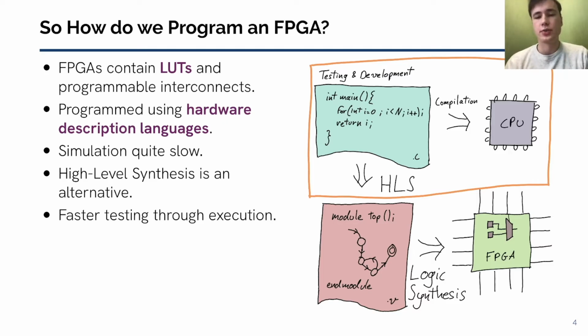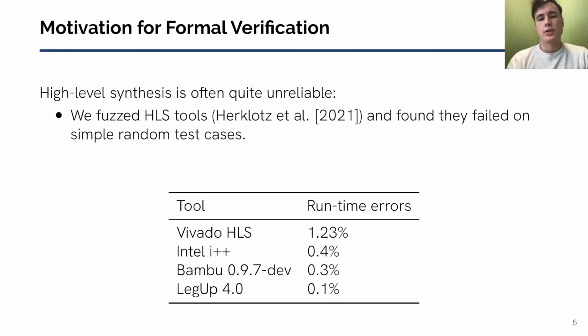The main research in HLS tools has been to try and make them produce faster hardware. However, if one performs a lot of testing in software, one would also want the HLS tool to be quite reliable so that one doesn't have to retest the hardware again once the translation is completed. So this is our main motivation for formally verifying high-level synthesis, because most HLS tools are actually quite unreliable in practice. So we fuzzed various HLS tools, shown below, using simple random test cases that were tailored towards HLS tools, and we found that all of these HLS tools had runtime errors.